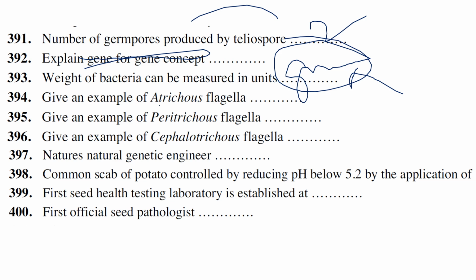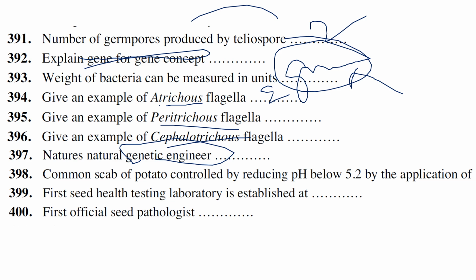Give an example of atrichous flagella. Regarding flagella, we gave it in the previous presentation. Anyway, I'll tell you: atrichous flagella example is Xylella, peritrichous is Erwinia, cephalotrichous is Pseudomonas fluorescens. Okay, a natural genetic engineer. There is a bacteria called the natural genetic engineer, or farmer's friend, that is Agrobacterium tumefaciens, right?